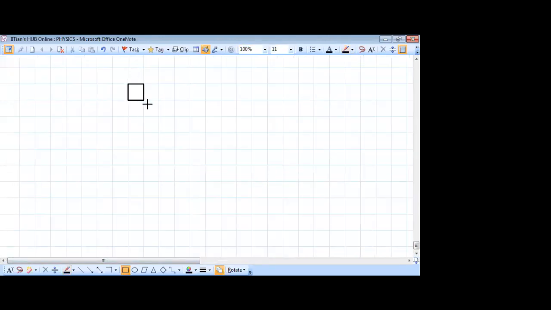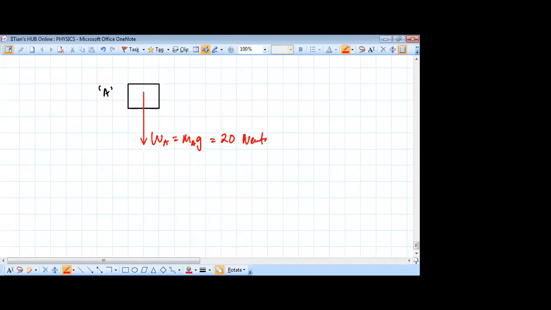So on block A, what forces are acting? There are only two forces acting on it. One is the gravitational pull of the earth, that is the weight of the block A, which is 20 newtons in this case, and the other is the normal reaction. Yes, correct. The normal reaction that block B's surface is applying on block A.